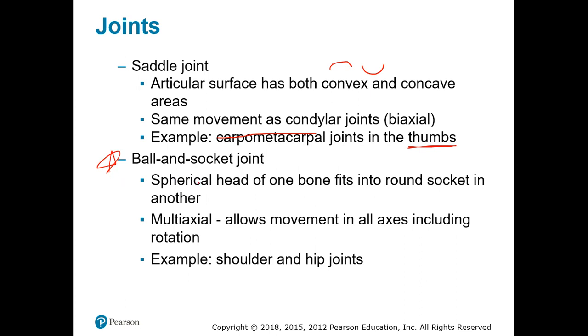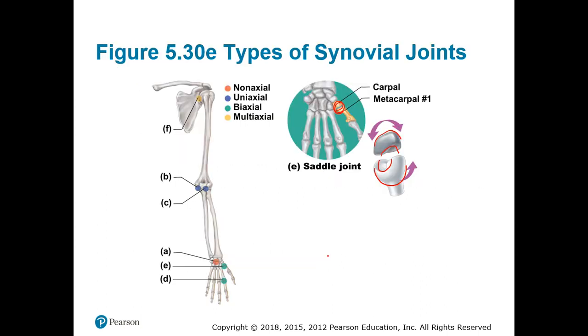This is where you have a spherical or rounded head of one bone that fits into the socket of another. This is really the only one that's multi-axial. It allows movement around all axes. Shoulders and hips are the biggest examples. Think about it. You can take your shoulder and wind it around like a softball pitch. You can take your hip and your leg and rotate it forward, back, left, right, or in a circle. So these are ball and socket joints.